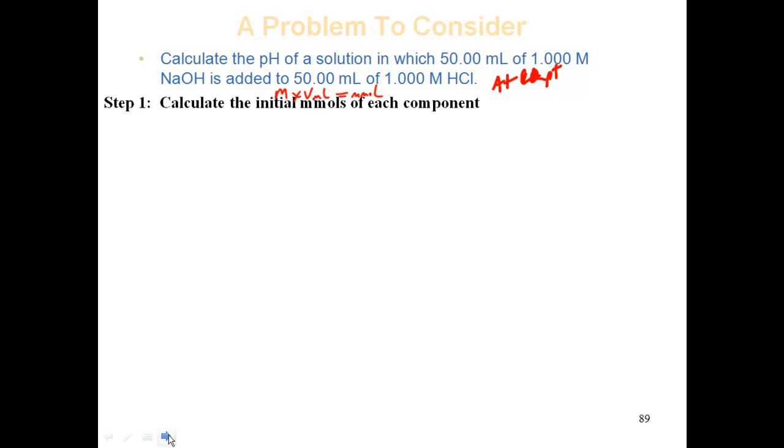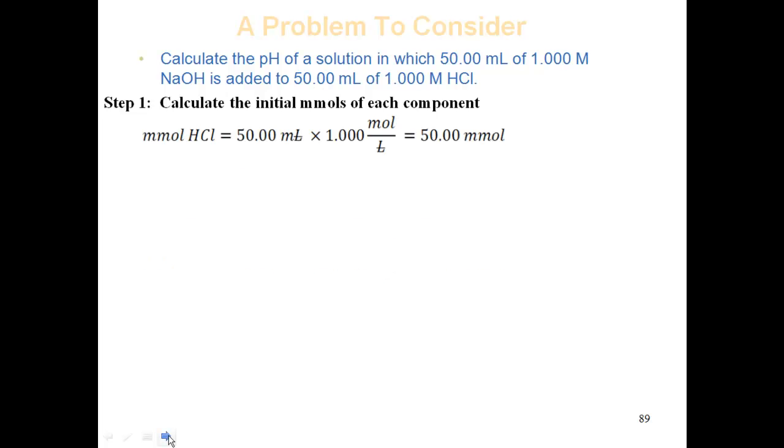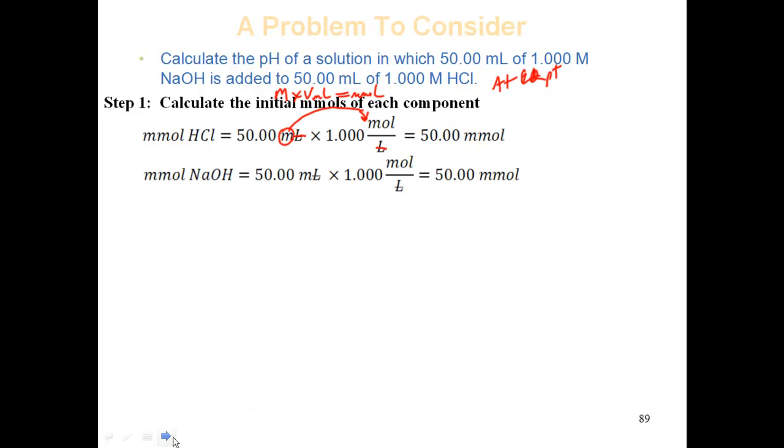Okay, so in this case, I got my HCl, I got 50 milliliters times 1 mole per liter. Notice that my liters cancel, but my milli did not cancel. That's just a prefix, so that's going over to my moles, which leaves me millimoles, which in this case is 50 millimoles. Sodium hydroxide, same calculation, 50 milliliters times 1 molarity, which is 50 millimoles.